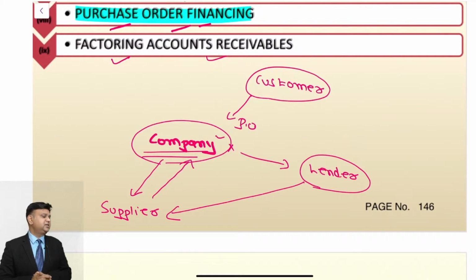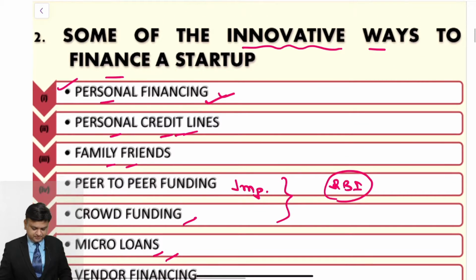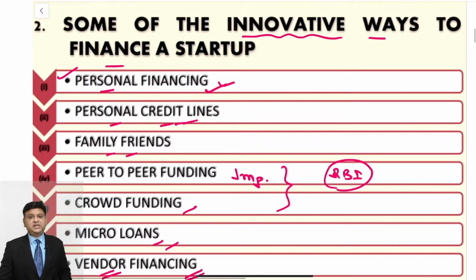basis, after deducting some amount of the discount, that is interest, and keeping some amount of the reserve. Whatever at our intermediate level we have studied in the factoring services, exactly the same thing is there, and with which you will be able to raise the funds. This is what we understand as the innovative ways of raising the funds for startups.